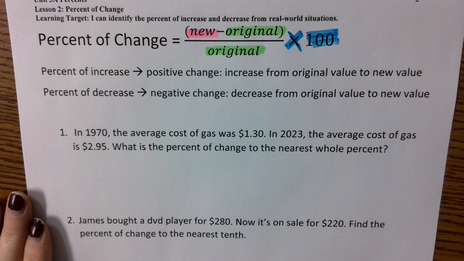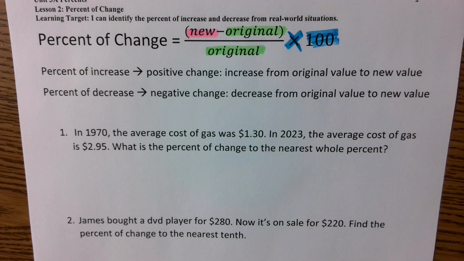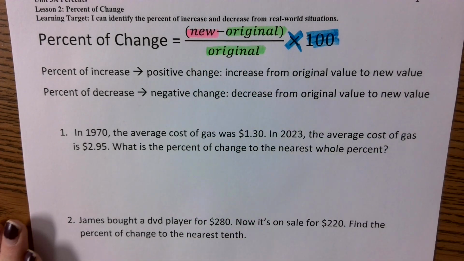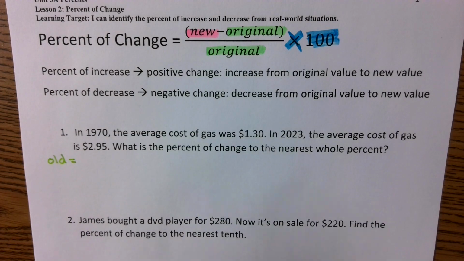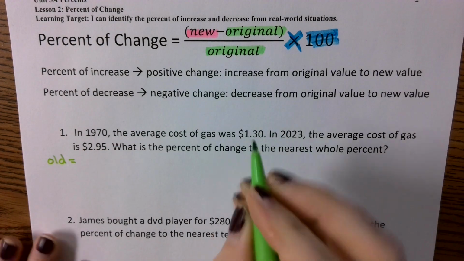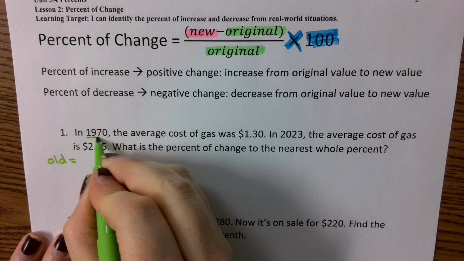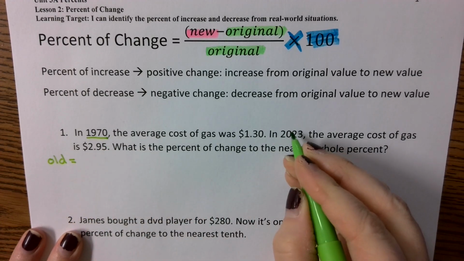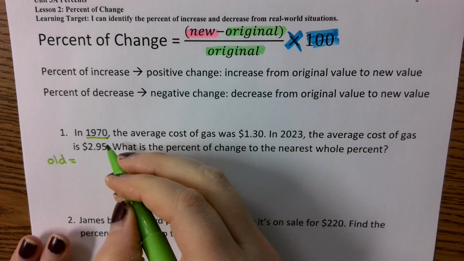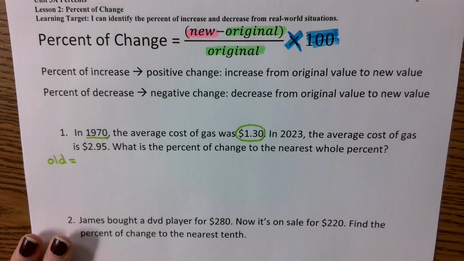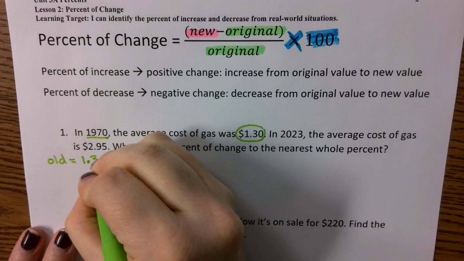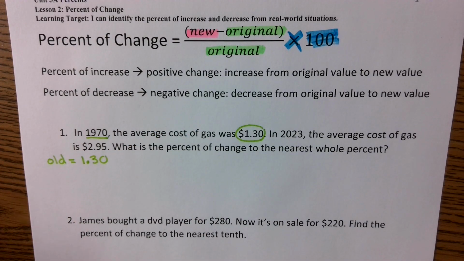Okay? When we are working through a problem like this, the only things that we have to identify is what is our new value and what is our old value. So let's start with the old value. What is the original value of gas? Jaden? $1.30. Good. Because we're talking about something that happened in 1970 versus 2023, 1970 is an older value. So we're looking at the gas price from back then, which was $1.30. So we're just going to put 1.30 for our old value.